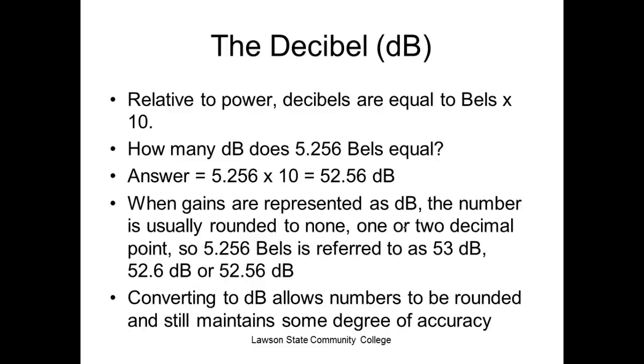Converting to dB allows numbers to be rounded and still maintain some degree of accuracy. So just like when you're using milli and micro and kilo and mega, when you round, you're going to lose some degree of accuracy, but you've got to understand your electronic components are not accurate anyway, right? You understand that?